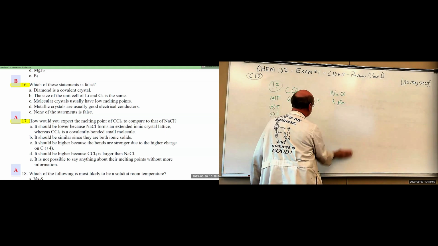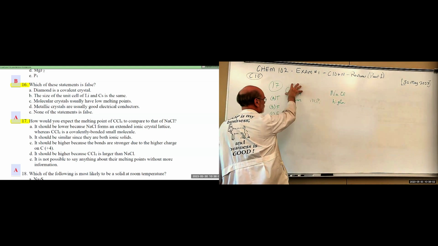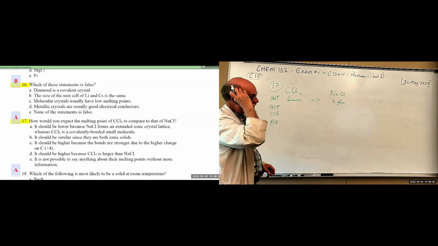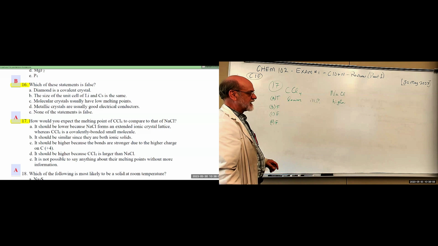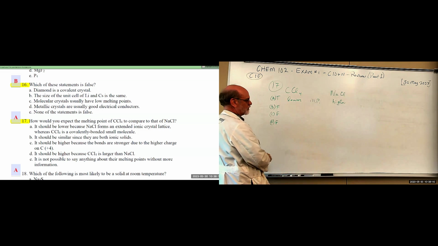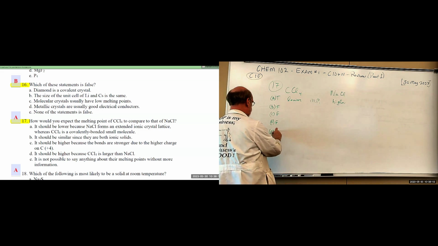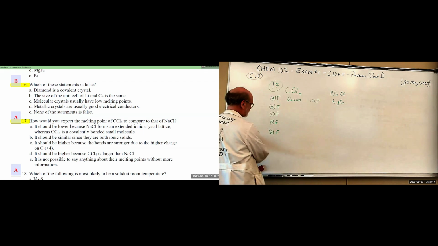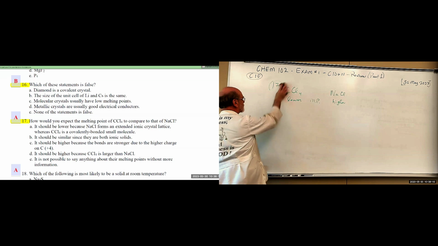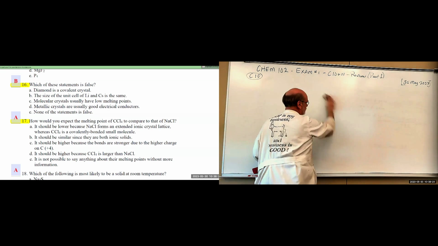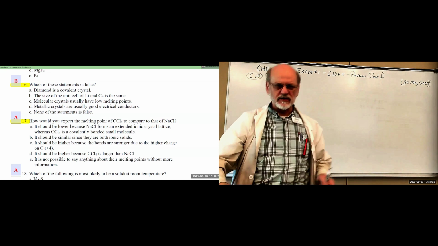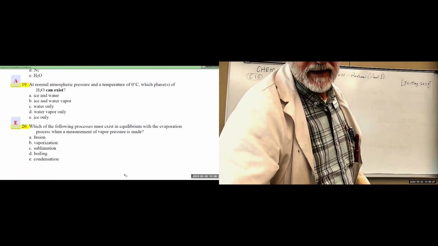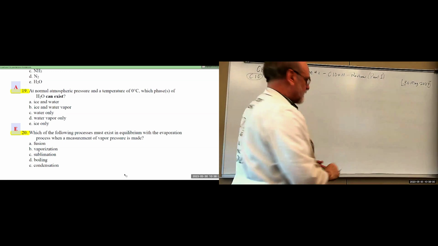We're comparing a molecular, nonpolar molecular compound with an ionic compound. So D can't be true either. It's not possible to say anything about their melting points without more information. Well, that's patently false. We just said a whole bunch about them without any more information. All right. I think that's the last one that we're going to do today. If that's the end of, oh, one, nope, two more, sorry. Jumping the gun. 19.